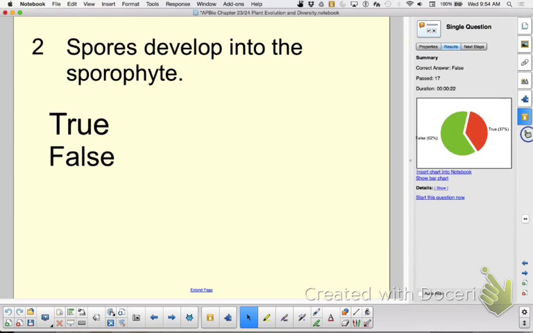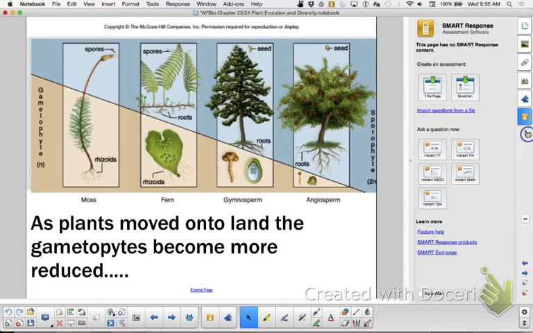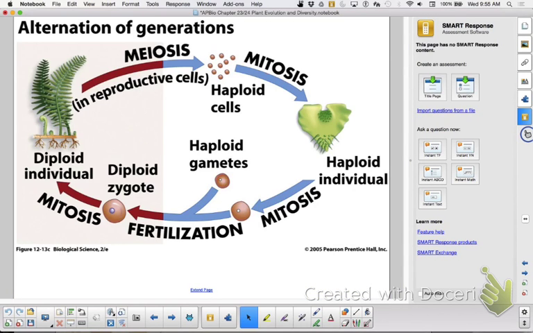Sporophytes make spores. Gametophytes make gametes. Say it again. Sporophytes make spores. Gametophytes make gametes. What are the only diploid ones in the cycle? Sporophytes, and where did sporophytes come from? From zygotes, right? Zygotes are diploid, sporophytes are diploid, and then the sporophyte undergoes meiosis to make your haploid spores.